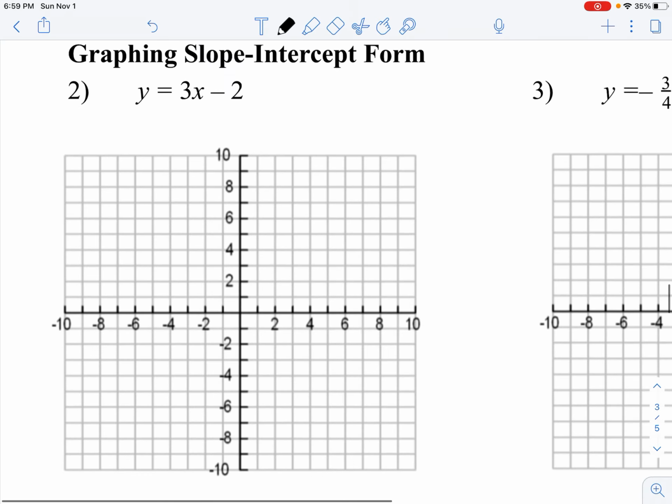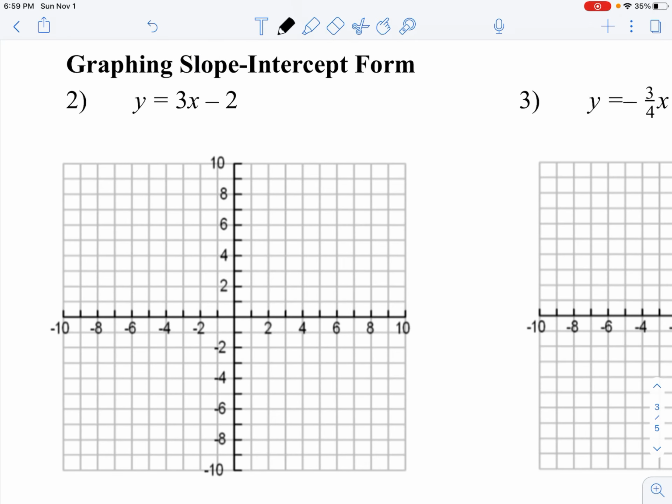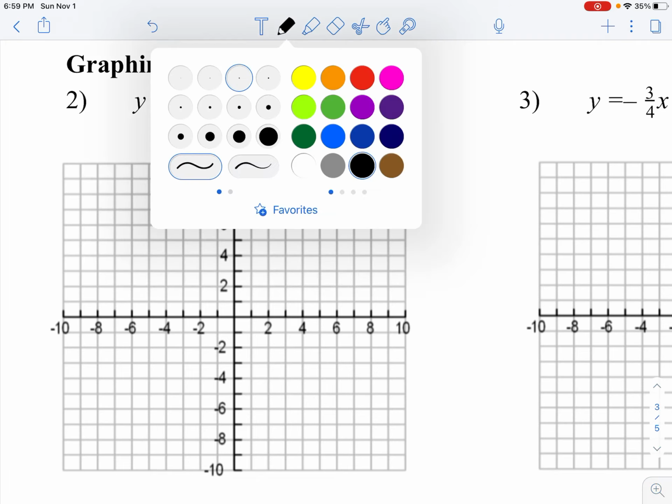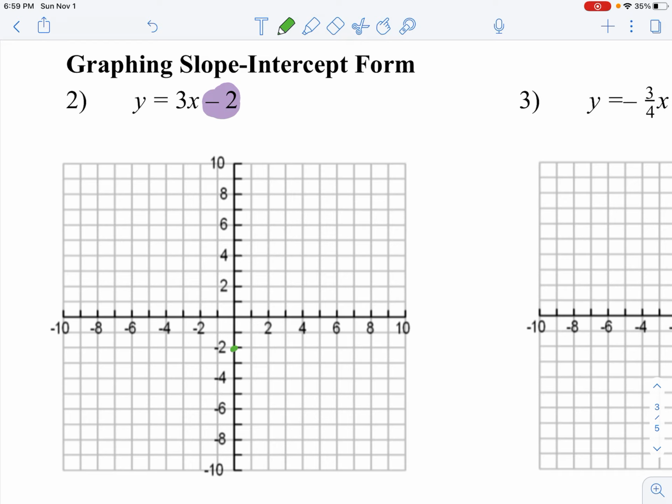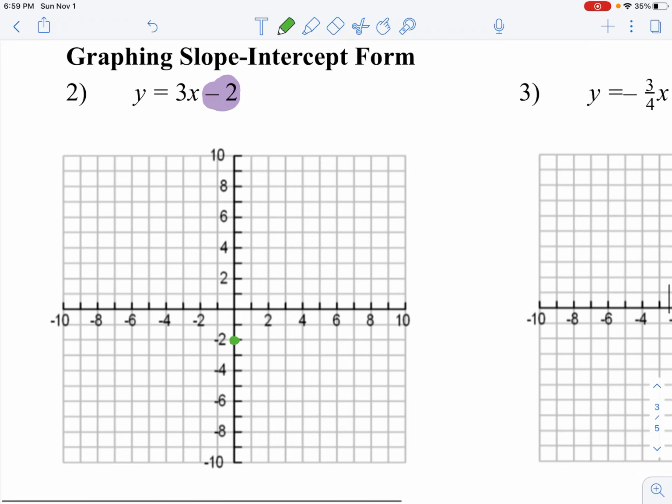All right, so graphing in slope-intercept form. Now we're going to go backwards to what we did yesterday, or the previous day if you are watching this a couple days apart. In the previous video, we were given a graph and then we did the equation. We're going backwards now. So the first thing I'm going to look at is my y-intercept. That's at -2. Maybe I'll change colors for this as well.